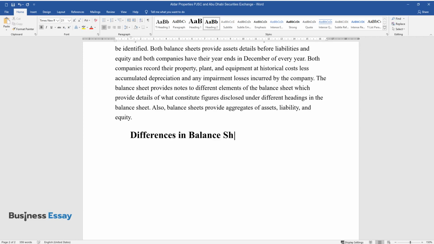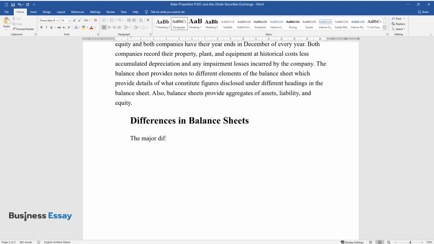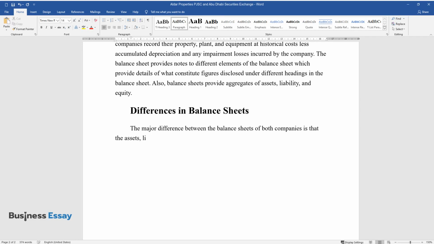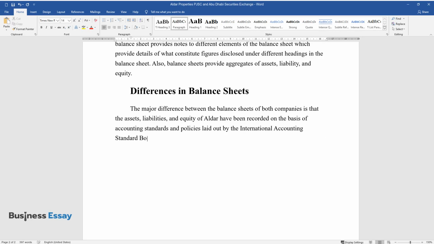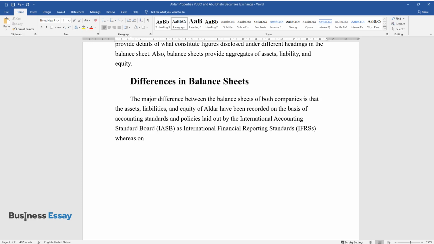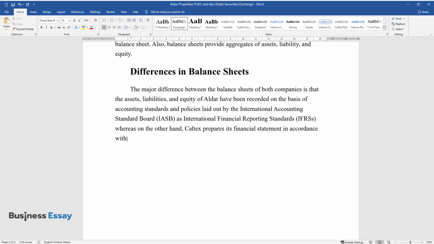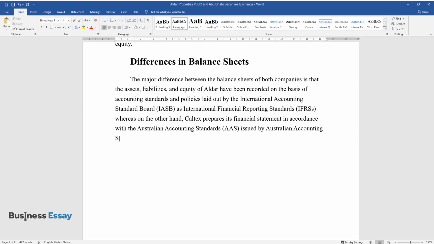Differences in balance sheets. The major difference between the balance sheets of both companies is that the assets, liabilities, and equity of Aldar have been recorded on the basis of accounting standards and policies laid out by the International Accounting Standards Board, IASB, as International Financial Reporting Standards, IFRS. Whereas on the other hand, Caltex prepares its financial statements in accordance with the Australian Accounting Standards, AAS, issued by the Australian Accounting Standards Board, AASB.